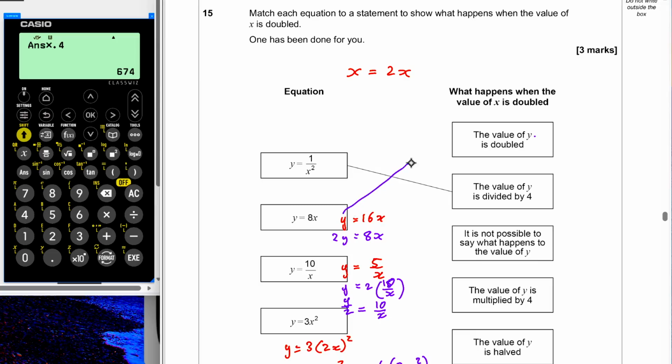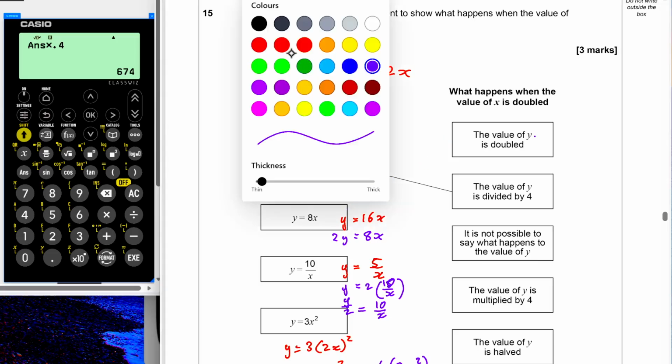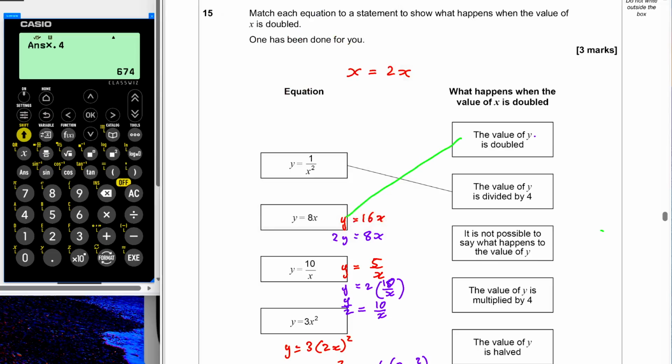So this one is doubled. This one is half. Let me change the colour for this just to make it clear because of all of my working. Right, so that one is doubled. This one is halved. And then this one is, the value of y is multiplied by 4. So that's that one.